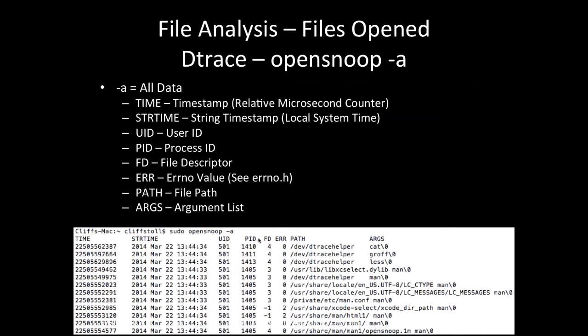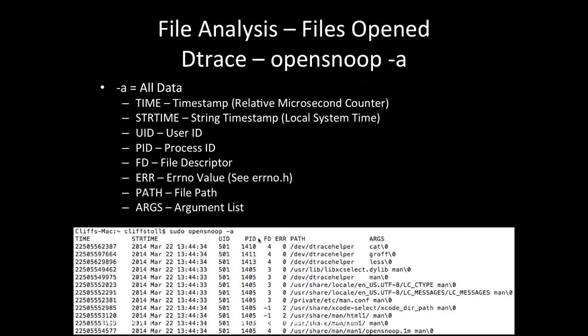There's another one, opensnoop -a, -a for all the data. But this one gives a whole lot more information, with at least timestamps and user IDs and associated information. There are two timestamps associated with this output. We have a relative timestamp, so basically a tick count on the system itself. We also have this string time, a string timestamp of the local system time.